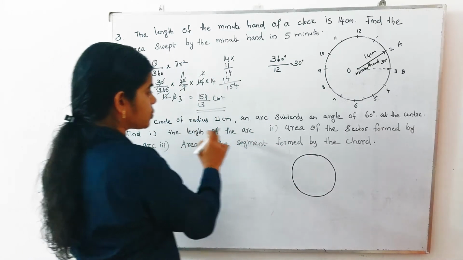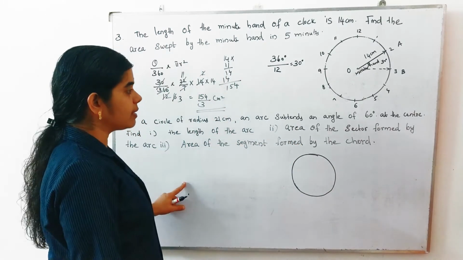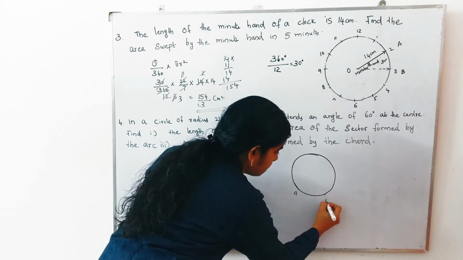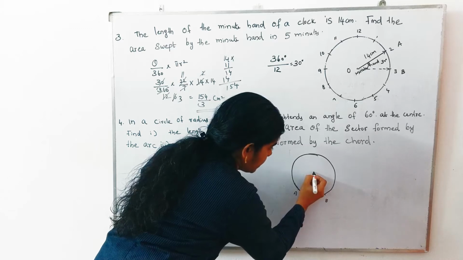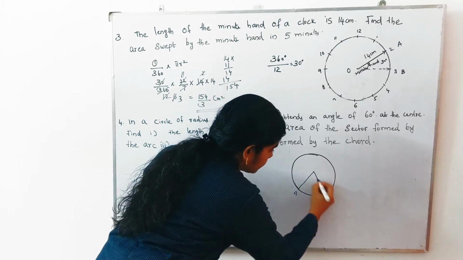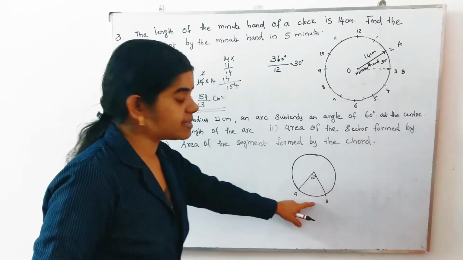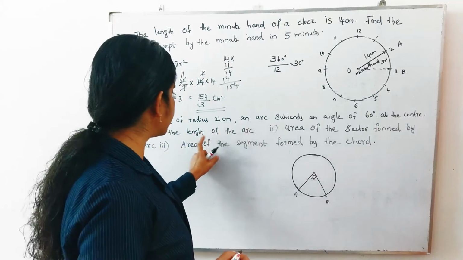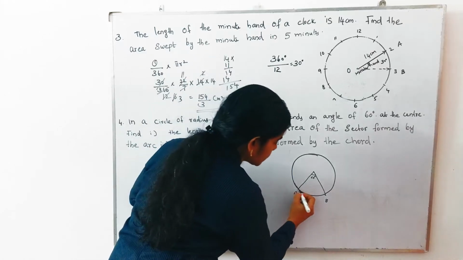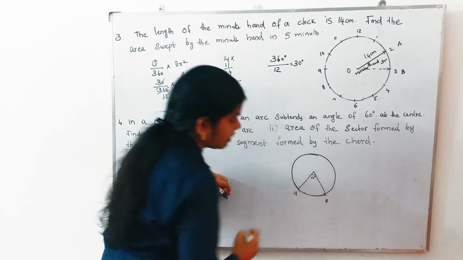A circle of radius 21 centimeter. An arc subtends, that means makes, an angle of 60 degree at the center. I am marking this arc AB. This is an arc. It makes an angle of 60 degree at the center. So AB is an arc. Find the length of the arc. This will be the length of the arc.